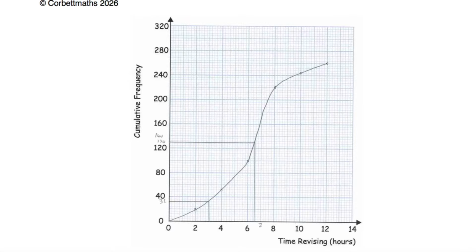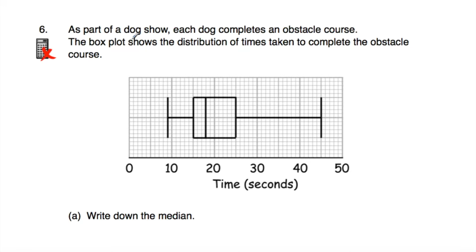Okay, let's look at our next question, question number 6. So question number 6 says, as part of a dog show, each dog completes an obstacle course, and the box plot shows the distribution of times taken to complete the obstacle course. So we've got seconds here going from 0 to 50, and each one of the boxes is worth 1. So the quickest one was 9 seconds. The lower quartile is 15 seconds. The median here would be 18 seconds. The upper quartile is 25 seconds, and the highest, the longest amount of time would be 45 seconds.